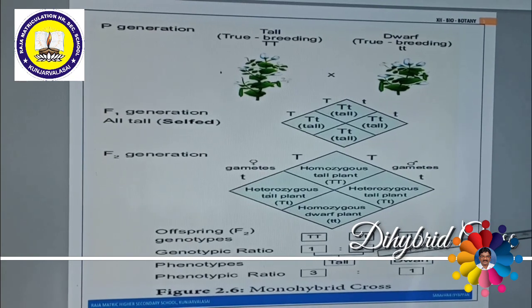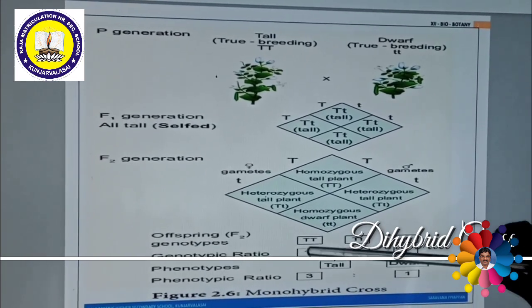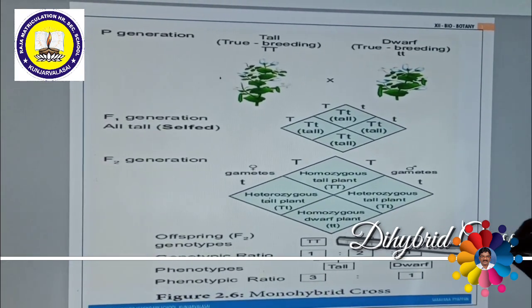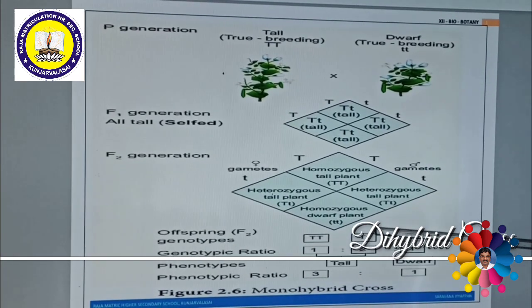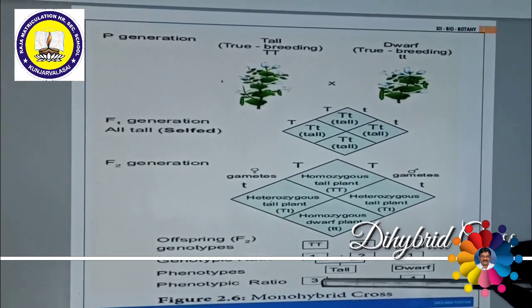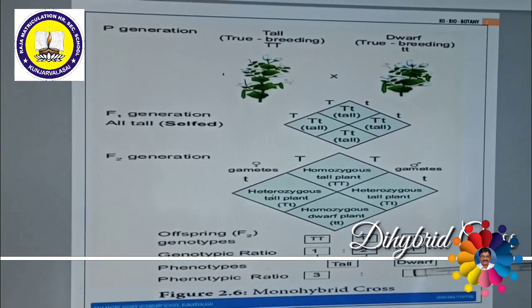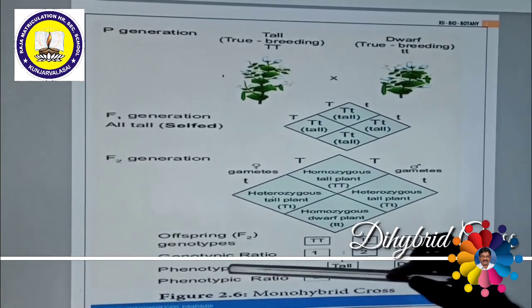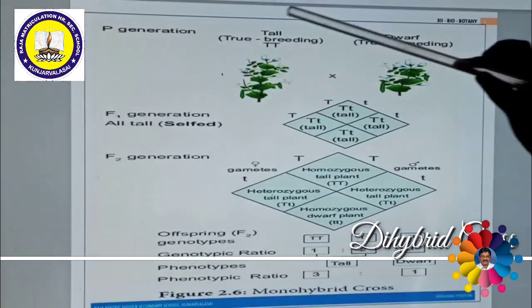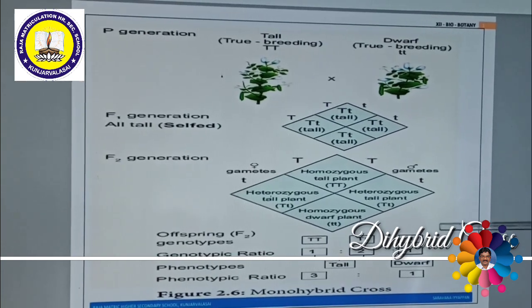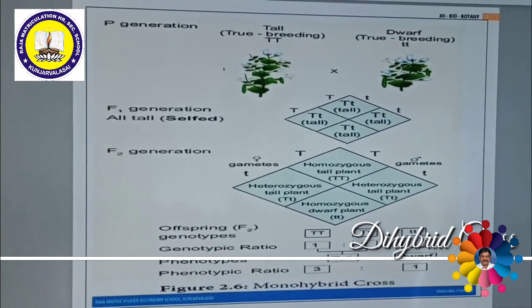But if you see the phenotypic ratio, the appearance, even though it is homozygous or heterozygous, all are tall. Overall, tallness is 3, dwarfness is 1. That means 3:1. This is the phenotypic ratio. So we can understand about the monohybrid cross.